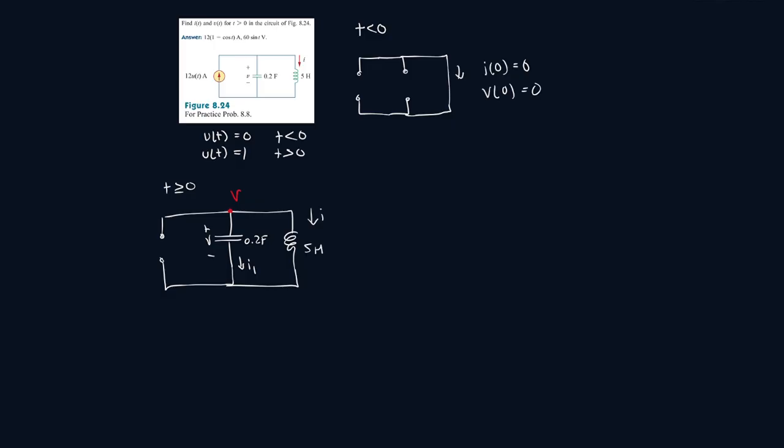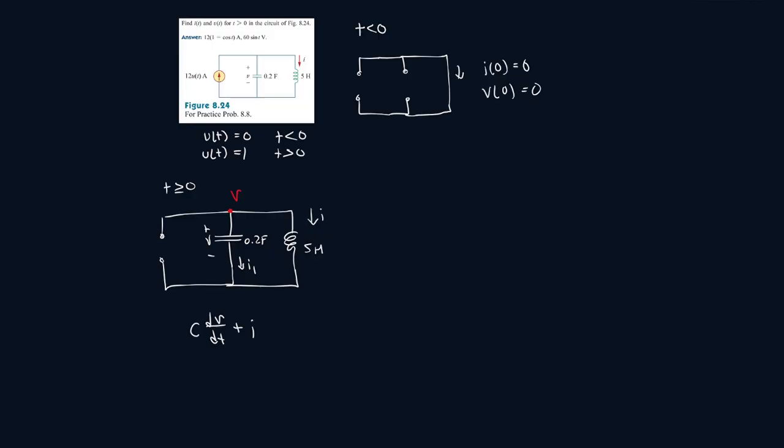So what this will look like is pretty much C dV over dt, that represents this one, plus I, which is just this one. Okay, so right now we're just trying to find IT. We're trying to find the current passing through here.